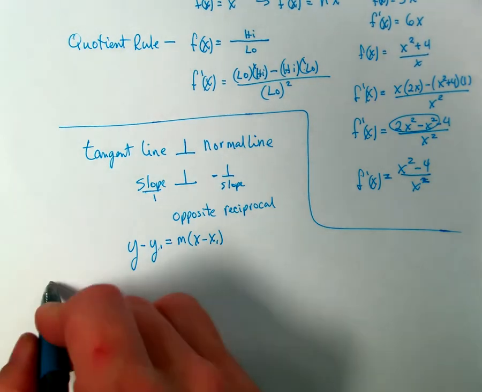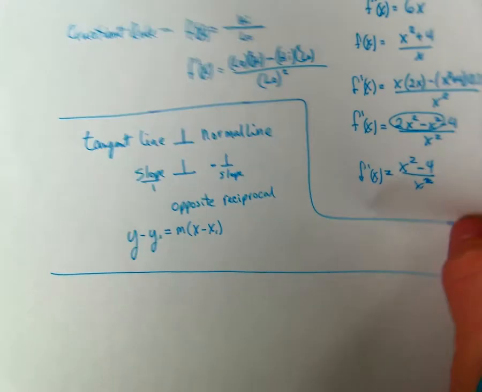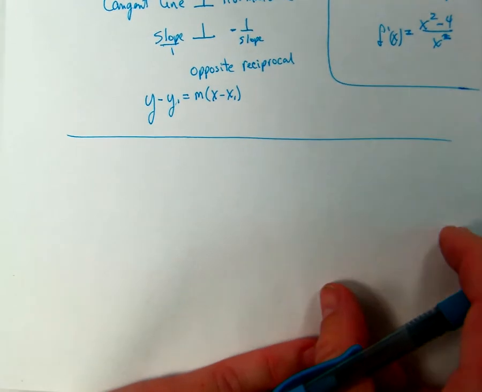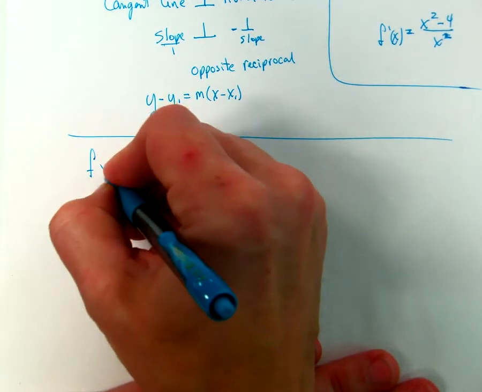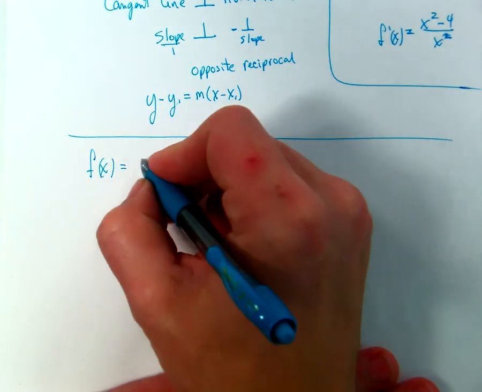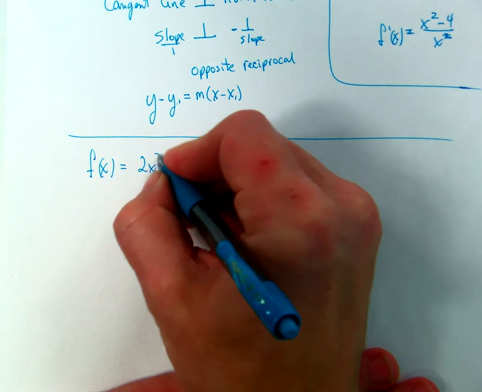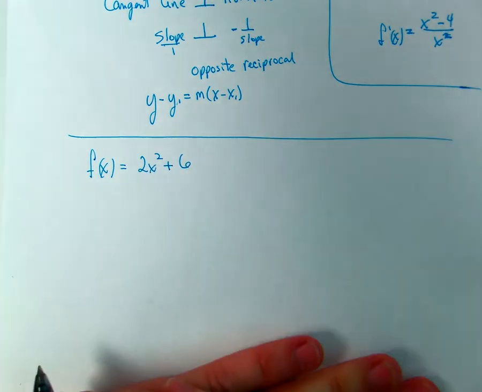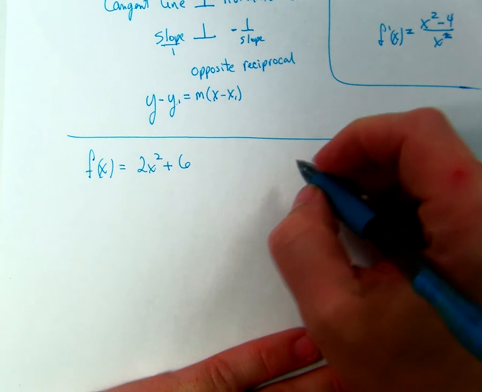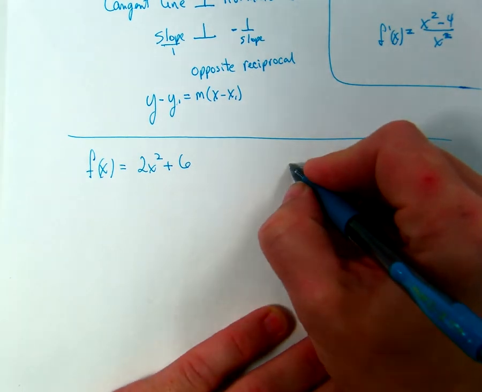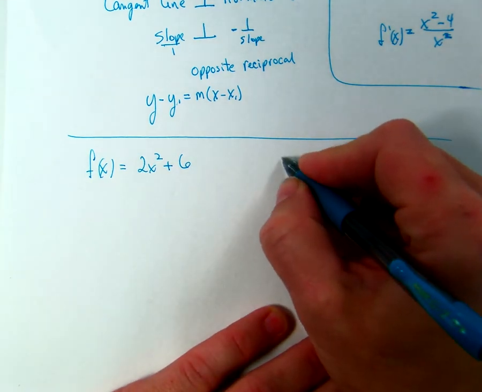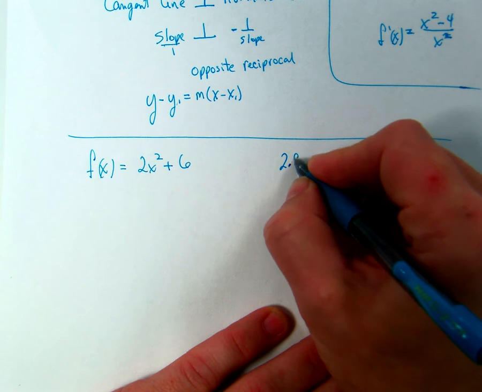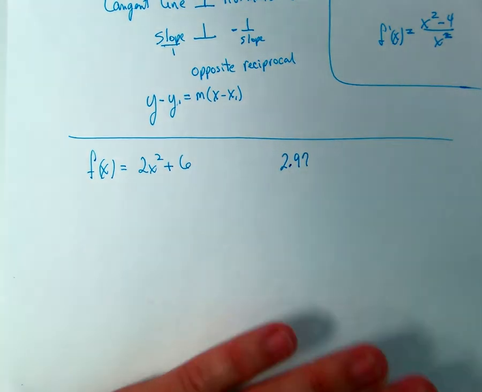Linear approximation. When we talk about linear approximation, let's just have an example here. Let's say that f of x was equal to 2x squared plus 6, we'll say. And we wanted to approximate, let's say we wanted to approximate 2.97.